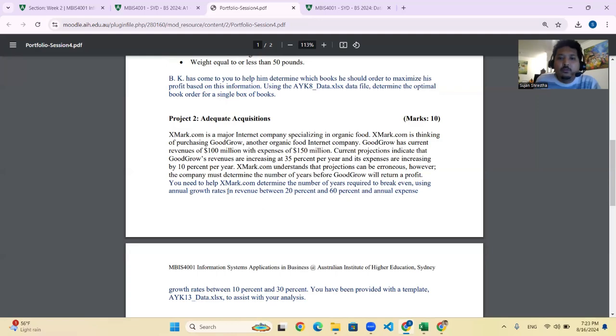From this, we have to calculate how many years it will take to break even, where profit minus expense will be zero. That will be the break even point, and we have to calculate how many years it will take that company to reach it.